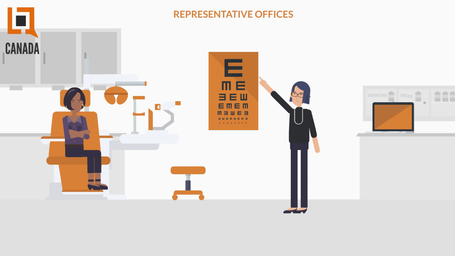Best uses for a representative office. Registering a representative office is usually used to test the Canadian market before registering a branch or a subsidiary.